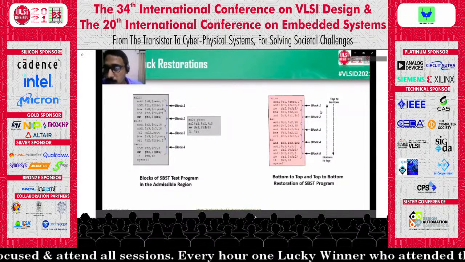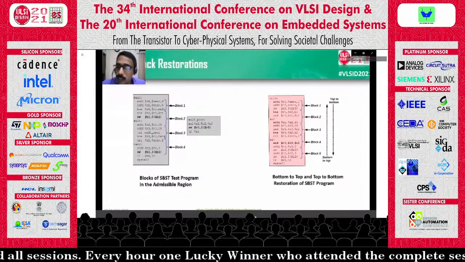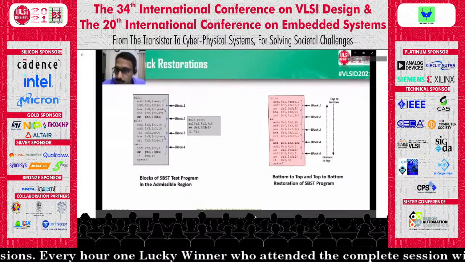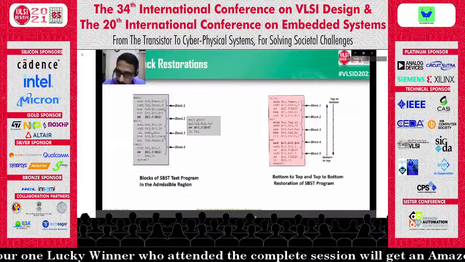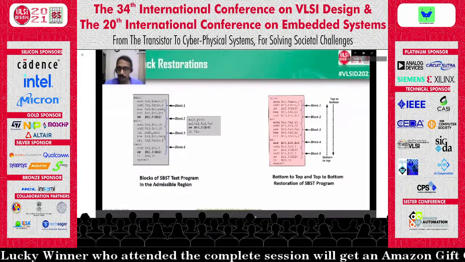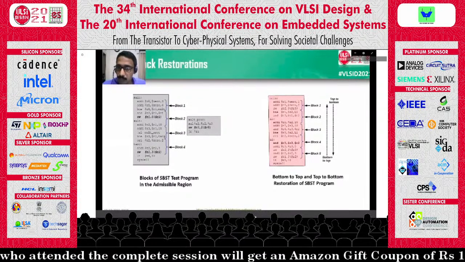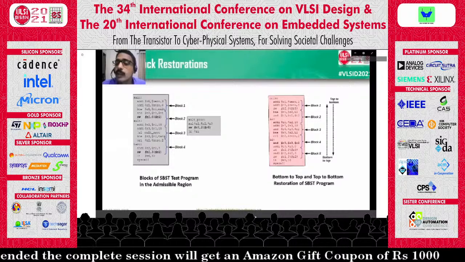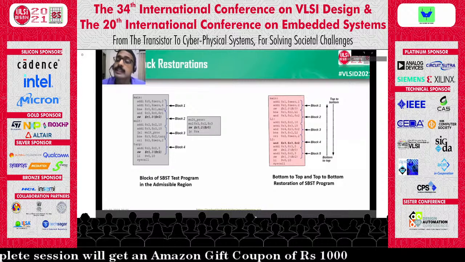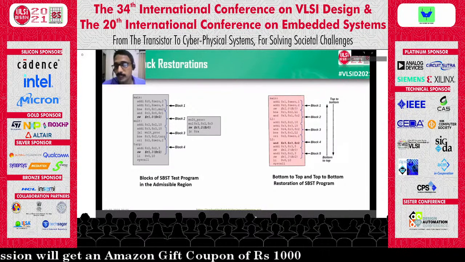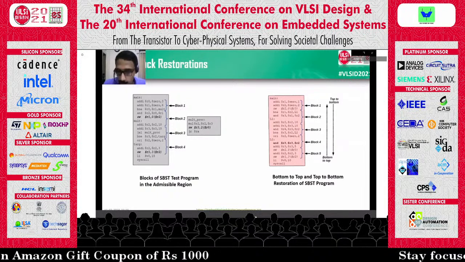In this block restoration, corresponding to each block, there is a set of reliant faults. Suppose block 5 has a set of reliant faults. A reliant fault is a fault detected by an instruction for the first time. Suppose an instruction in block 5 detects a particular fault for the first time, which is not detected by the instructions in block 1 to block 4. That is called a reliant fault corresponding to that instruction in block 5.